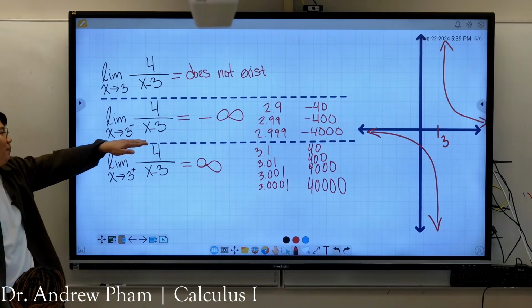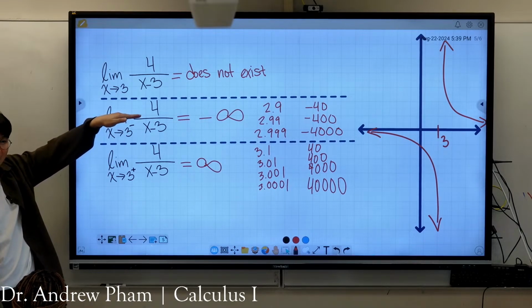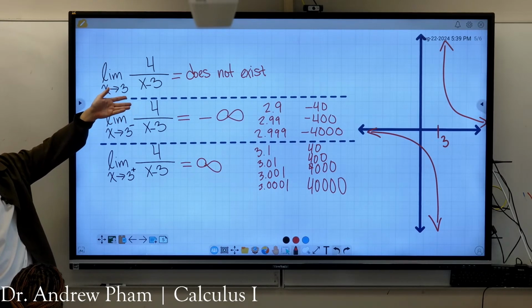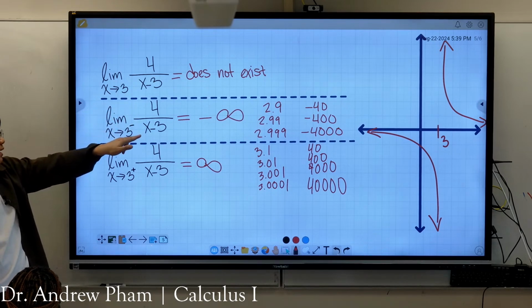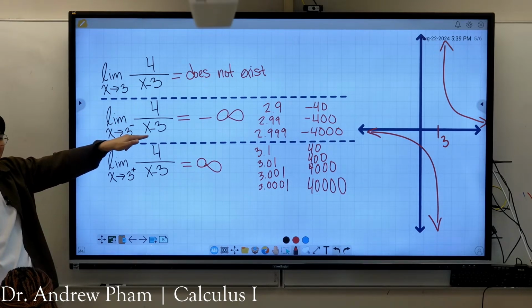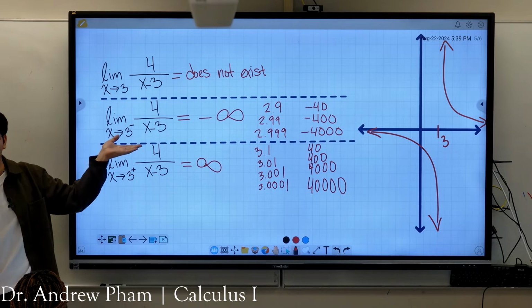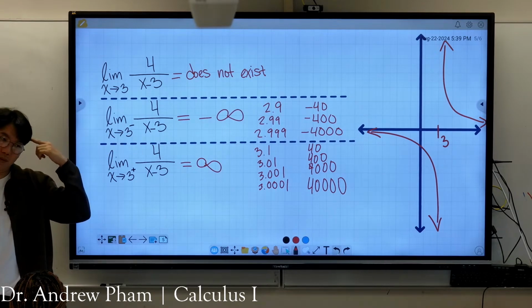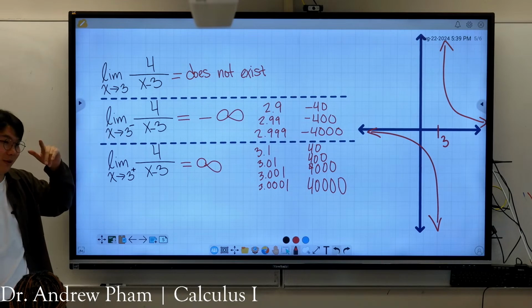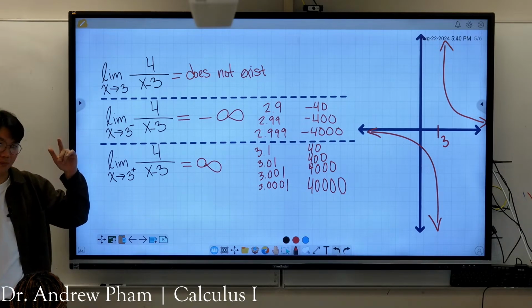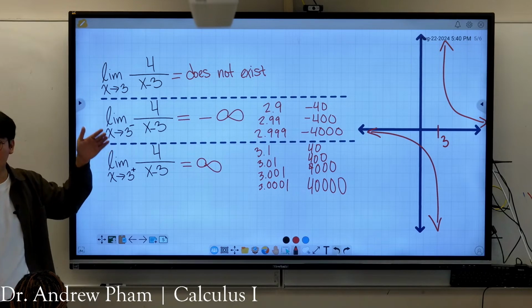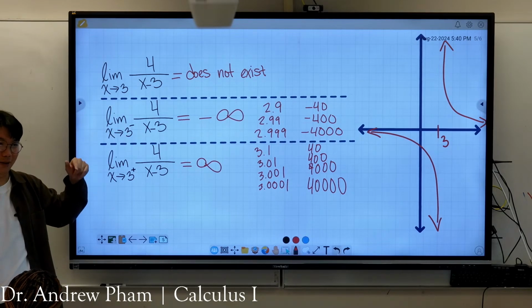Let's look at what we have here. If I look at the top, 4, is that positive or negative? Positive, right? 4 is obviously a positive number. On the bottom, if I take a number to the left of 3, so smaller than 3, and subtract 3, is that going to be positive or negative? Negative, because any number to the left smaller than 3, subtract 3, you get a negative. What happens whenever you do a positive on the top divided by a negative on the bottom? What's my final result? It's going to be negative. Positive divided by negative, we get a negative.